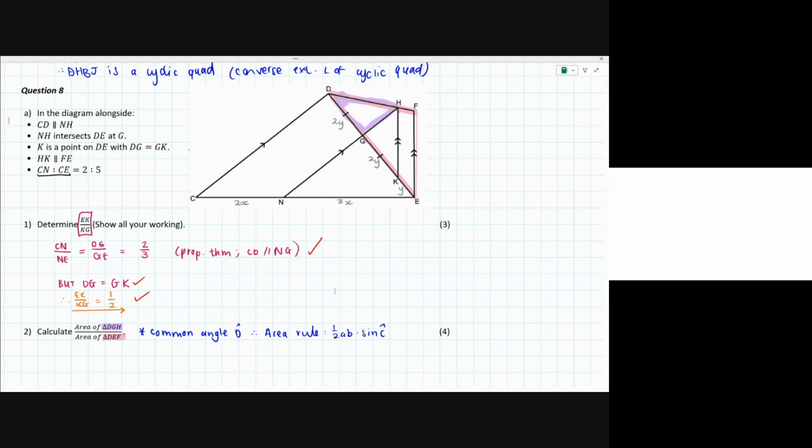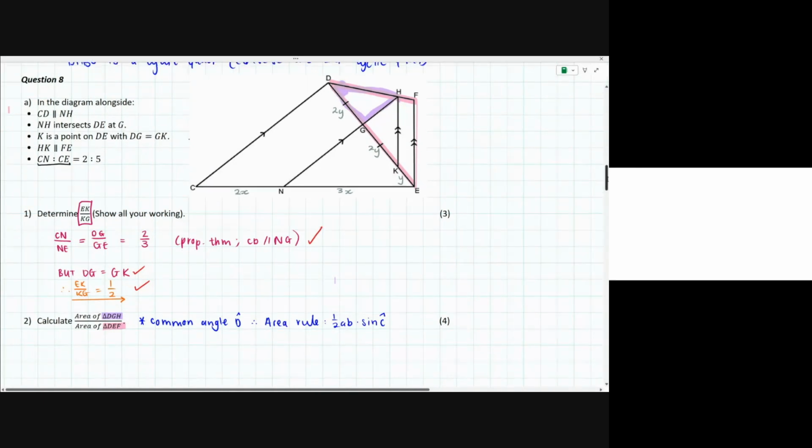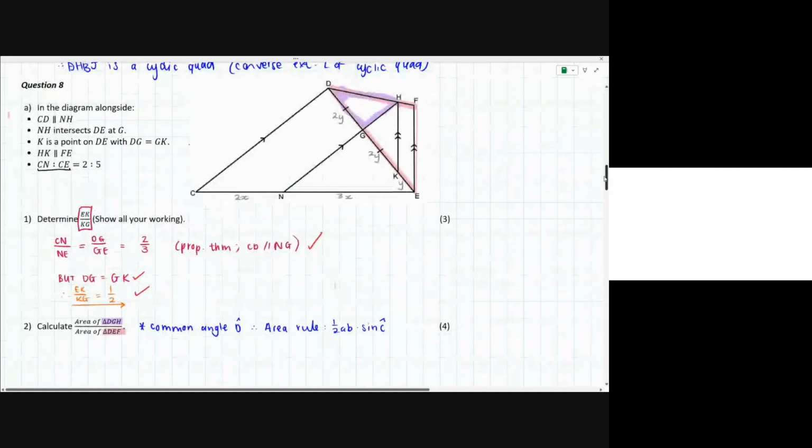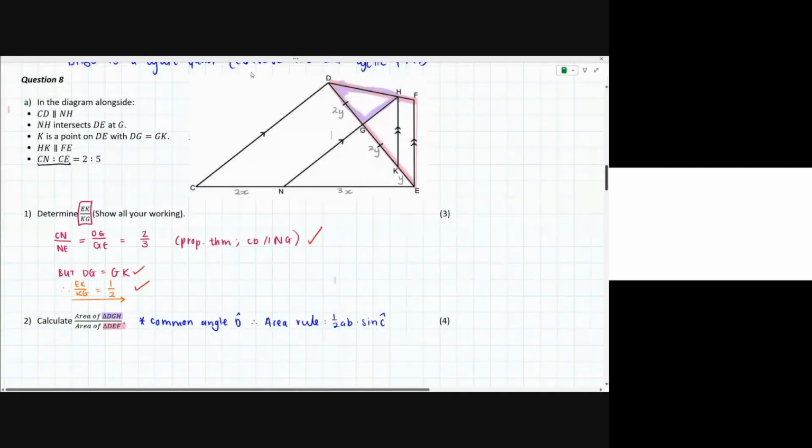And now we know that because we have a common angle, we're going to use the area rule. All right, so we set up our area rule. I don't want to miss too much information, but that's okay. We'll get there.